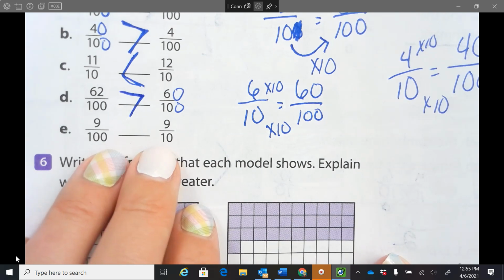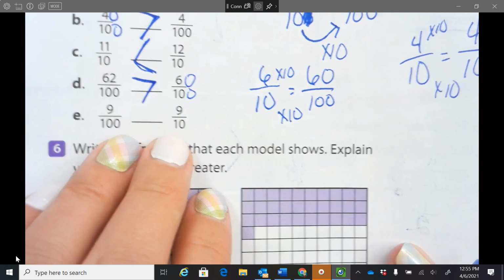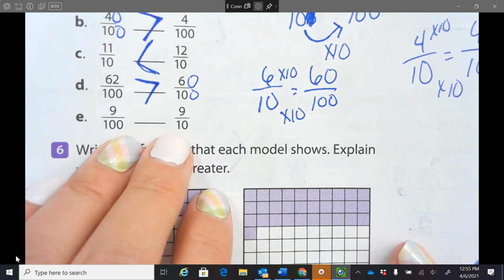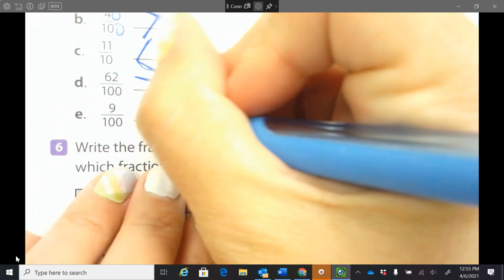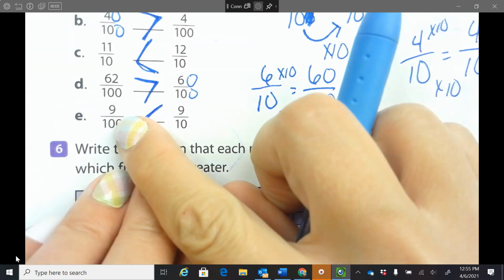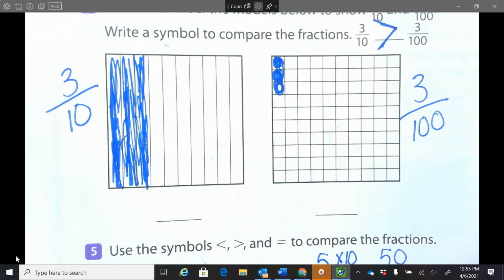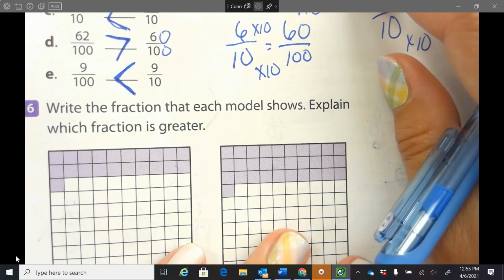Last but not least, we have 9 hundredths or 9 tenths. What do we know is greater? 9 tenths. Remember, 9 hundredths are these little tiny cubes. Tenths are the full bars. Okay?